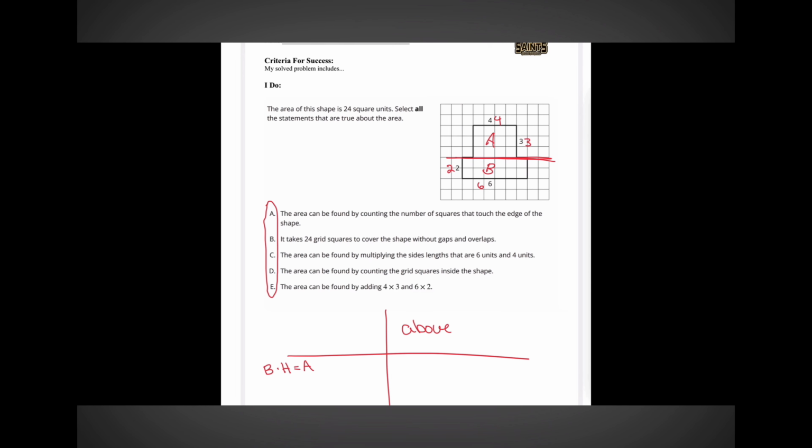So for shape A, my base is 4 times my height, 3. That's going to equal 12. And then for shape B, my base is 6 times my height, 2. That also equals 12. Okay, fantastic. So now I've found the area. Oh, I'm sorry, I forgot to tell you. Criteria for success number 3 is find the areas of the easy shapes. I just moved on. Here we are.